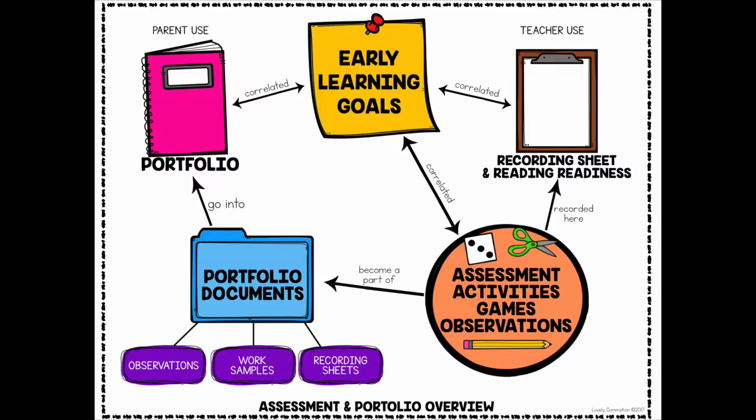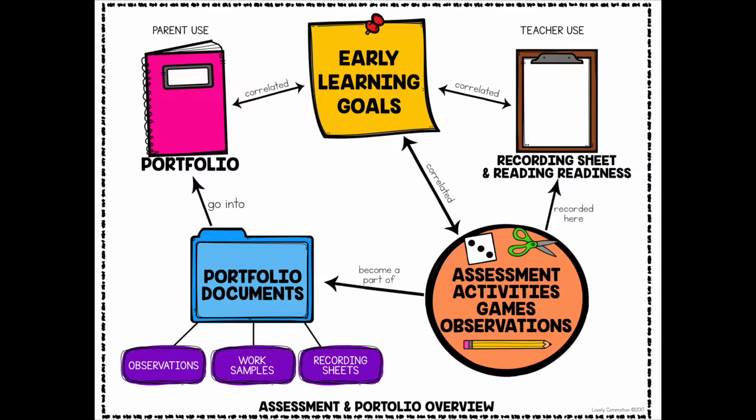Okay, let's take a look in the orange circle. Here is where we're going to find the assessment activities, games, and observations. These are the how, how you're going to find out what skills your students know. You're going to find that these assessment tools will help you assess in a play-based classroom because many of the tools are done through games, hands-on activities, or just pure observations. The assessment activities, games, and observations are directly correlated to the early learning goals, and you will record the results of what you learn about the student and the skill on the recording sheet or the reading readiness sheet. These observations, games, and activities also become part of the portfolio documents that you can share with parents. So you're killing two birds with one stone right there.